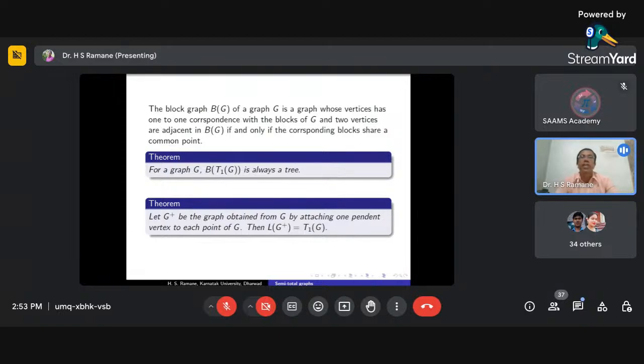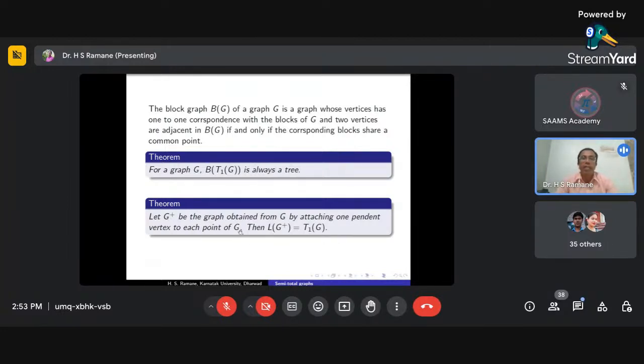So in the same way here, instead of lines, here it is blocks. So from this, for a graph G, the block graph of the semi-total line graph is always a tree. And if G plus is a graph obtained from G by attaching one pendant vertex, that is a corona graph. Corona means attaching only one point to each vertex of G.